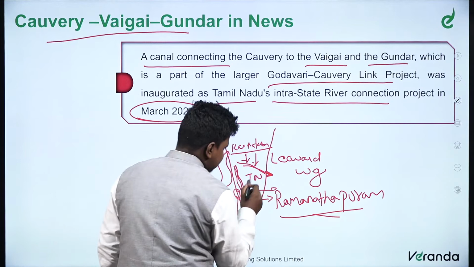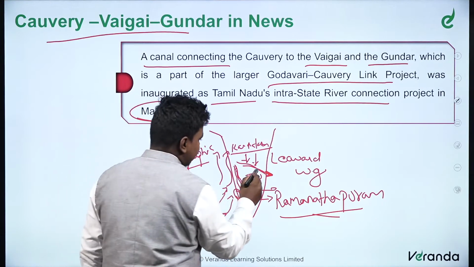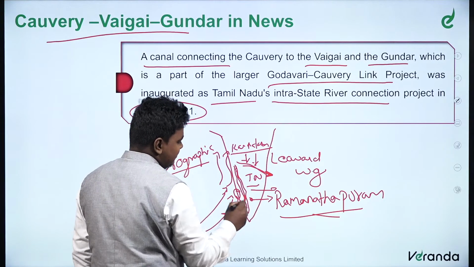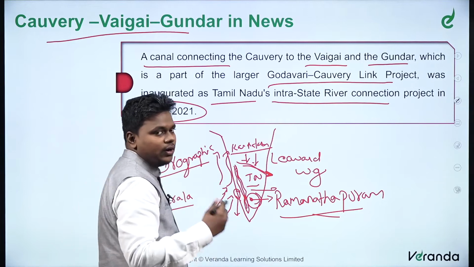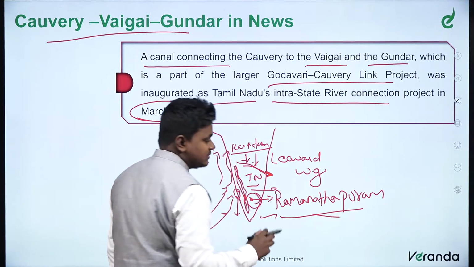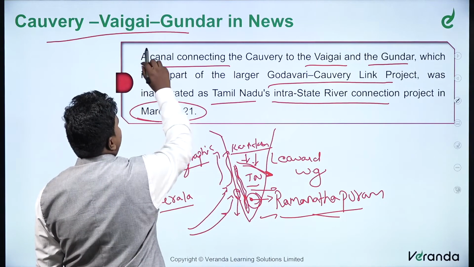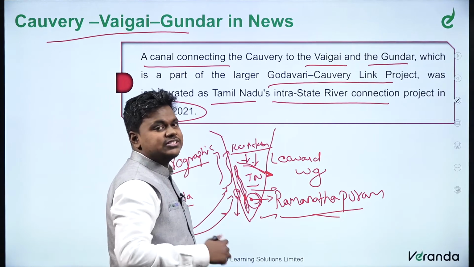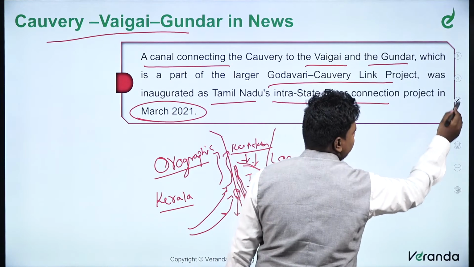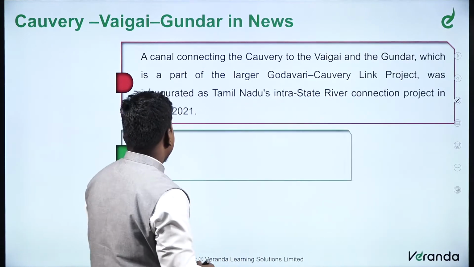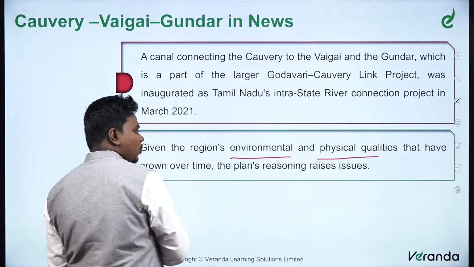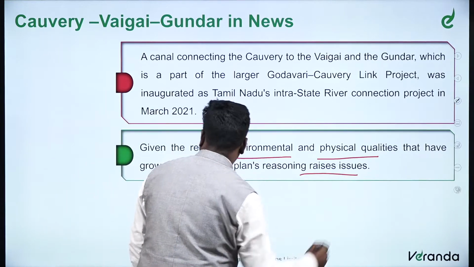So, if the excess water of Cauvery is diverted to the Vaigai and then to the Gundar River, which is present in this region, then this entire region of Ramanathapuram will get water, which can be used for agriculture purposes, so that the people will benefit. That is why the Cauvery, Vaigai and Gundar link is considered a very important and significant project for the state of Tamil Nadu. Given the region's environmental and physical qualities that have grown over time, the plan's recent progress raises issues.